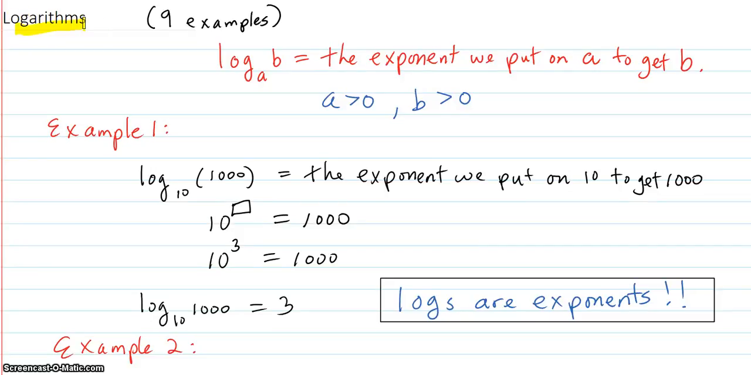Now we study logarithms. We have 9 examples here. Logarithm base A of B. So this is the base, and this log is short for logarithm. So log base A of B is the exponent we put on A to get B. And it turns out that A has to be greater than 0, and B has to be greater than 0 for reasons we'll see. So example 1.